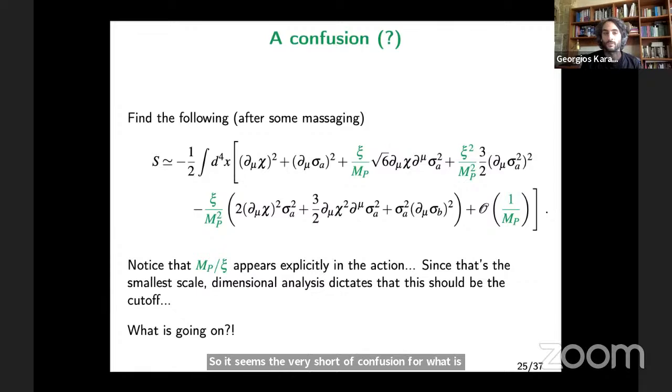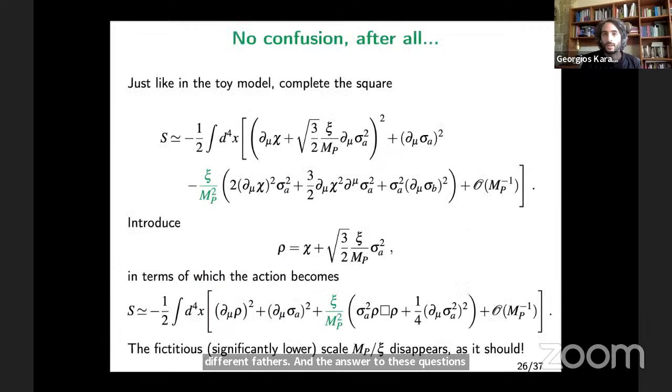And the answer to this question is that we're not missing anything. There is no confusion. Just like in the toy model, we can complete the square and introduce a new field to make canonical the kinetic terms. And in terms of the canonically normalized fields, we find that M-Planck over xi completely disappears from the action. And the only scale that appears there, as it should, is M-Planck over square root of xi, which is the genuine cutoff of the theory for inflationary backgrounds. Okay, the exact expressions do not matter. You can take my word for that.